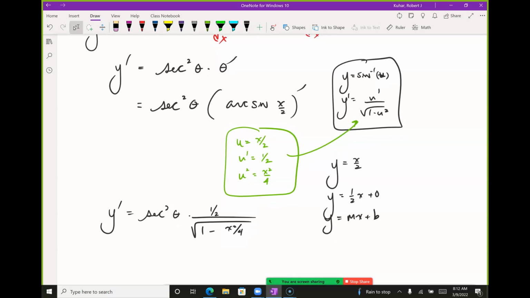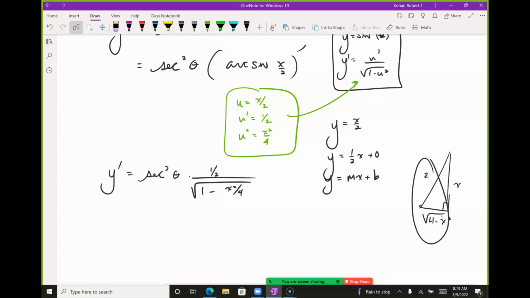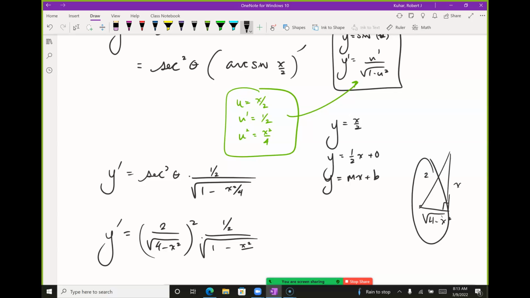Now, I'm close. I definitely see I have fractions within fractions, so I know I have to clean that up. But I need to get my secant squared theta from the triangle. Just a reminder of the triangle: I had x, I had a 2, I had a square root of 4 minus x squared. So the secant's going to come from that piece. So secant is 2 over the square root of 4 minus x squared, but squared. It's secant squared, times 1/2 over the square root of 1 minus x squared over 4.